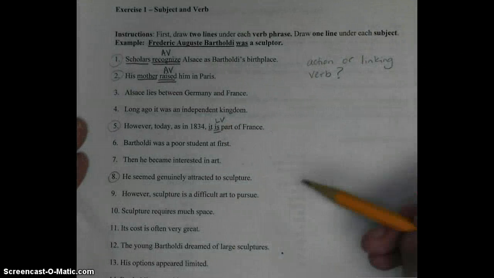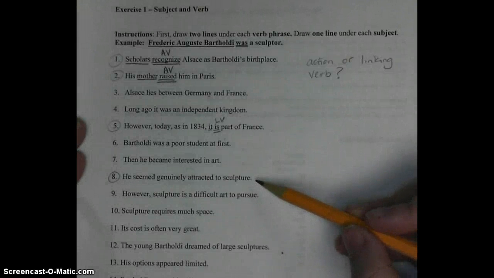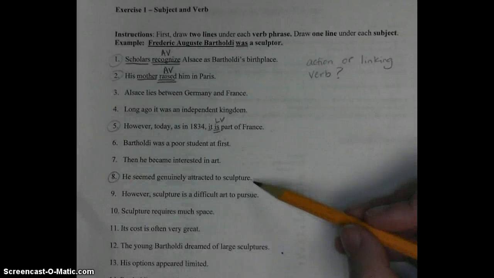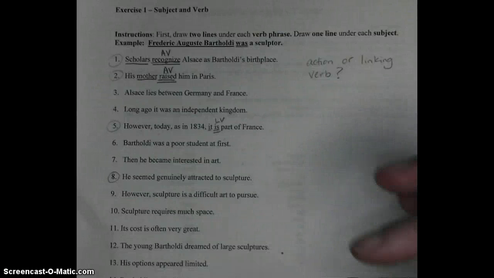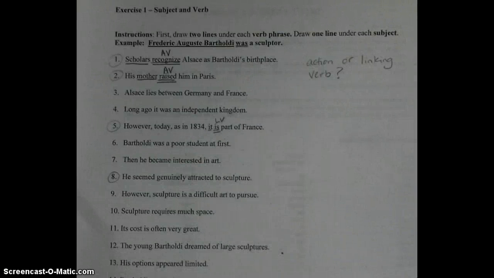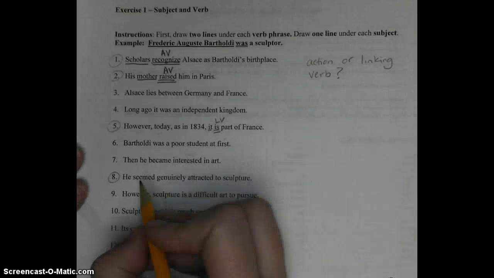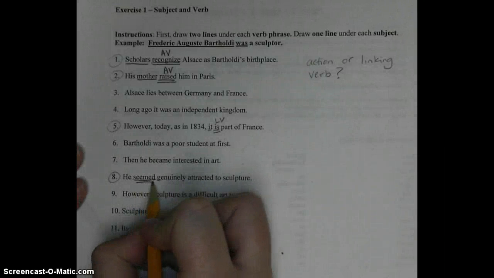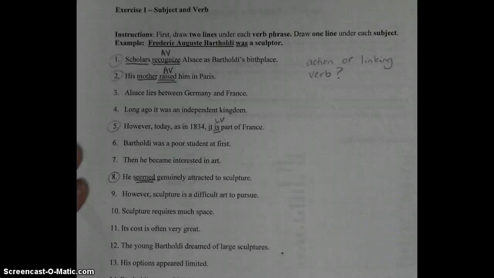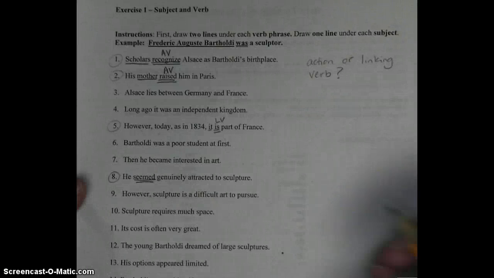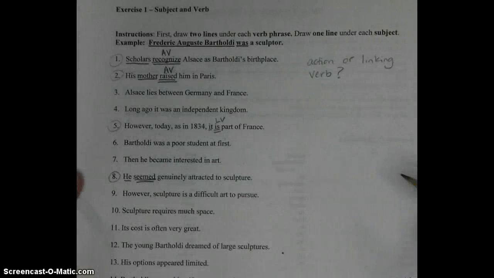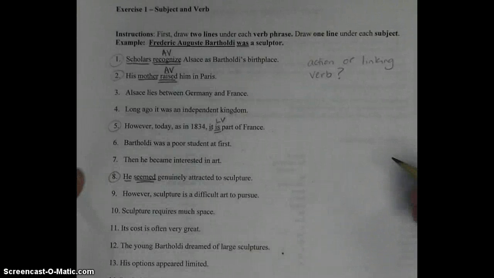Number 8. He seemed genuinely attracted to sculpture. I don't have things to kind of eliminate this time because there's no phrases offset by commas. But I ask myself, what is happening in this sentence? And the thing that's happening is that something seemed genuinely attracted to sculpture. Who was genuinely attracted to sculpture? He. Seemed is one of those special verbs that is always a linking verb.